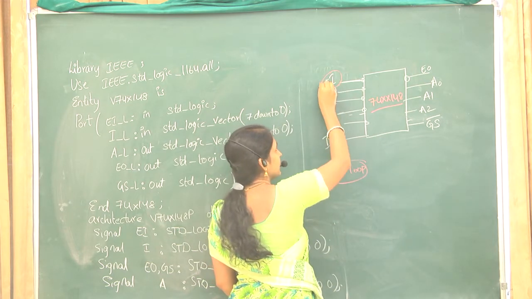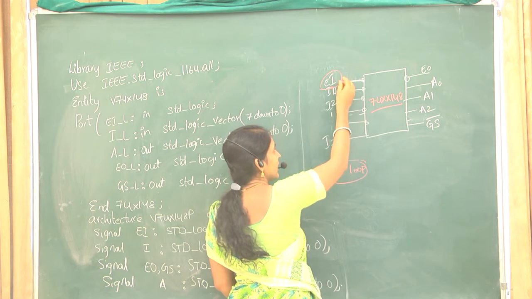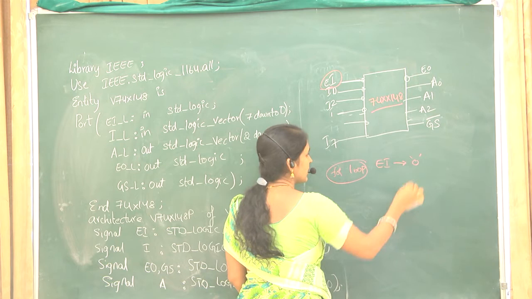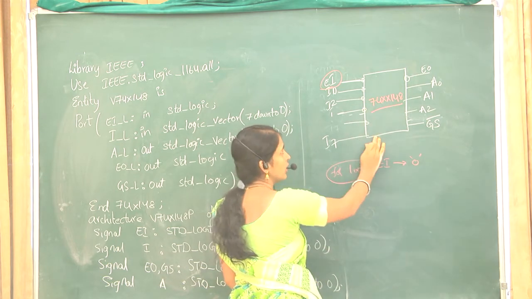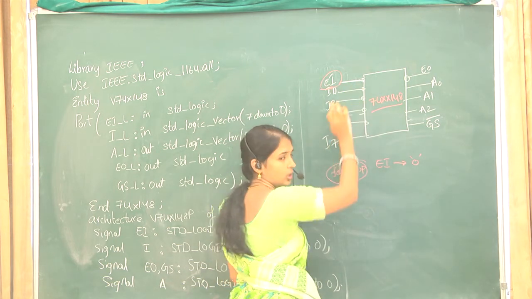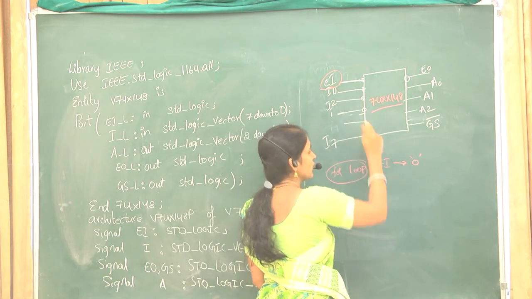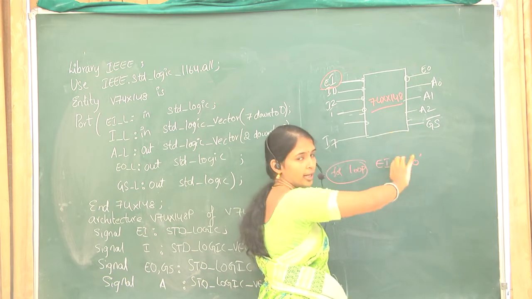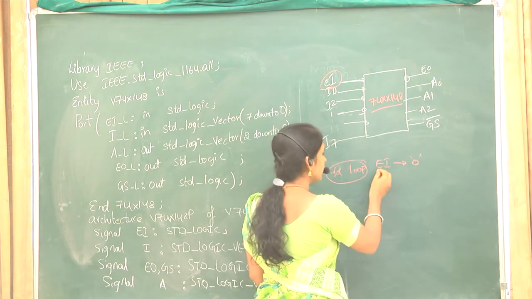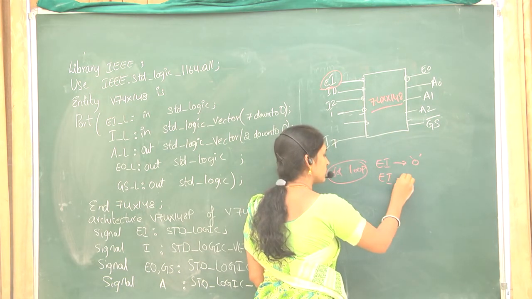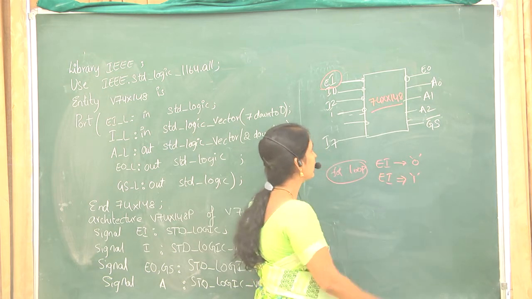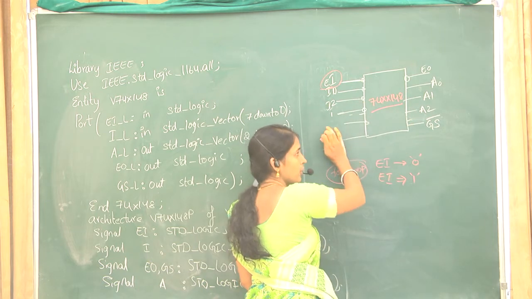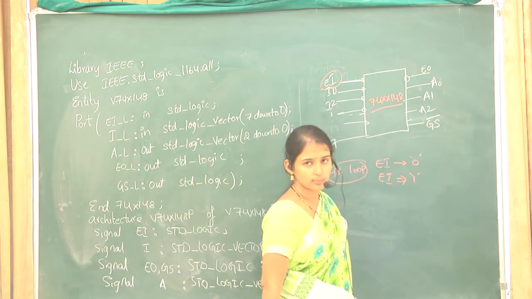As you know, there is an enable input. See here, if the enable input is equivalent to 0, it indicates that you are enabling this circuit, as this is active low. If EI is equivalent to 0, that means this chip is ready to take the input and provide the output. If EI is equivalent to 1, what happens? Whatever input you give, the output will be asserted with 0.